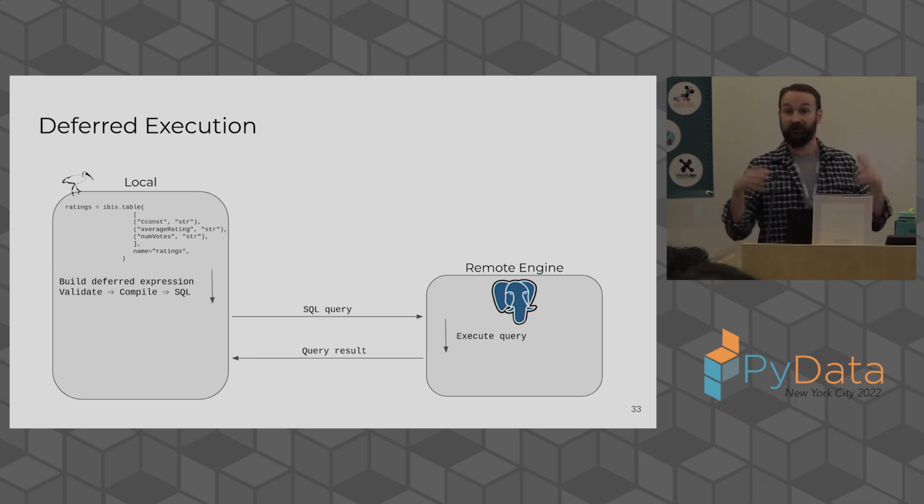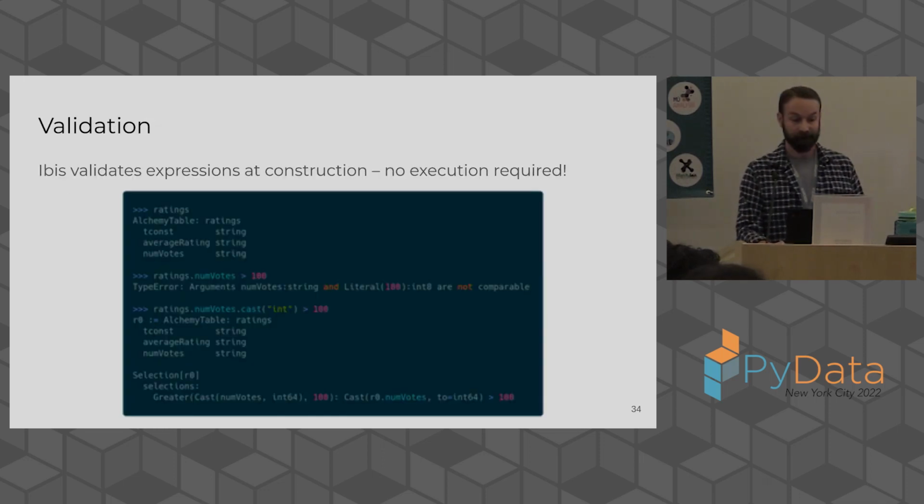But how can we do this in a reliable way? Because otherwise this is worth nothing. And the answer is some really strong typing and really good validation. So, a quick peek at what that looks like. We validate expressions at construction time, not at execution time.